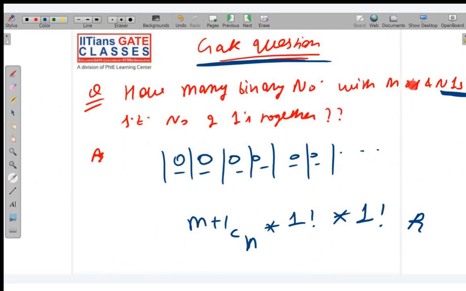M zeros are there, so first I will arrange these m zeros, and then it will create m plus 1 places. From the m plus 1, I will choose the n places for ones, and then I will arrange the ones. Obviously all ones are equal, and then I will arrange the zeros. Obviously all zeros are equal. That is my answer. Please take a snapshot. I will jump to the next slide.